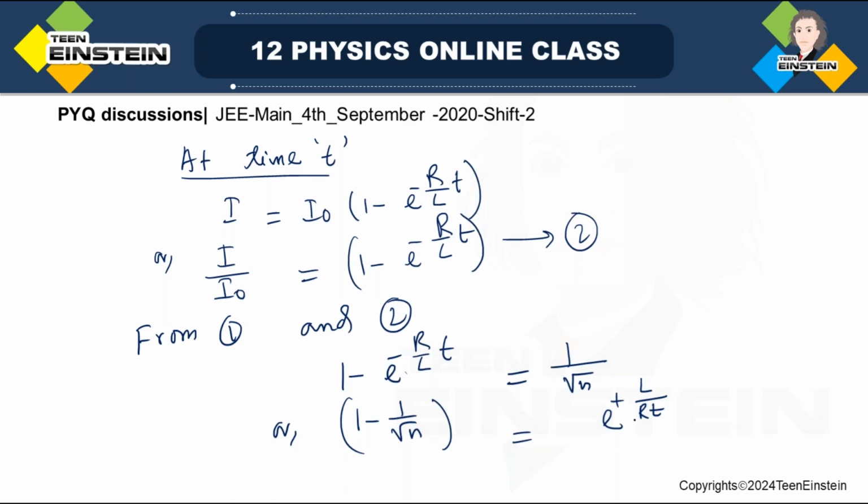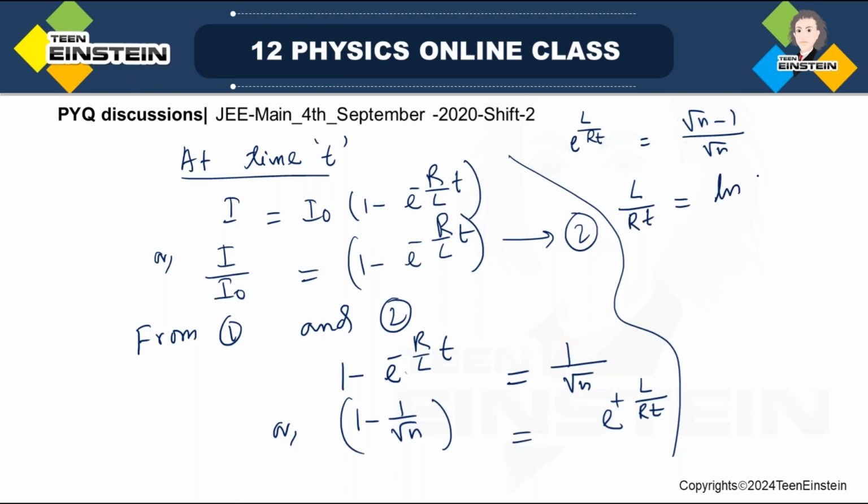Now I can do a little bit of simplification from here. See, look, I'll go to another page maybe, or let me use this page. So what we have? We have e to the power L by RT is equal to root over n minus 1 divided by root over n. If we take the antilog, then we will have L by RT is equal to ln of root over n minus 1 divided by root over n.